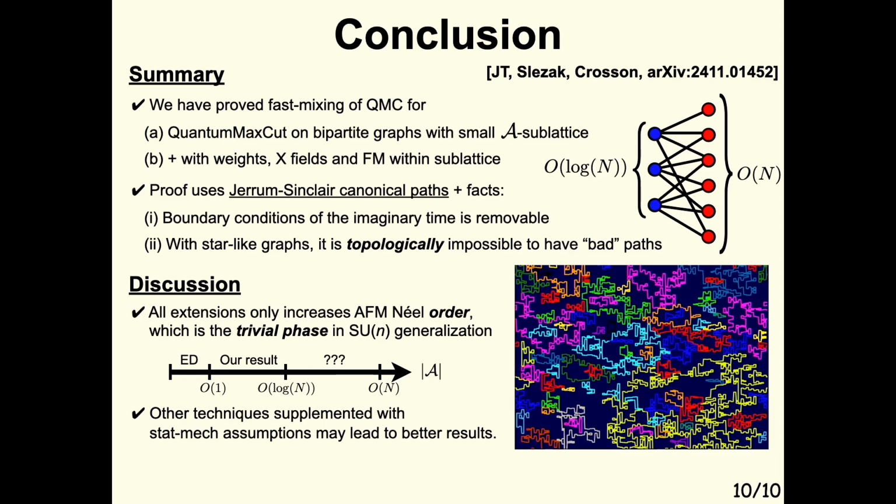I'd like to finally mention that all the extensions that we were able to make, which was with different weights or with X fields and ferromagnets on these restricted cases, they all only act in favor of the so-called Néel order in condensed matter physics. I won't get into details, but it actually corresponds to a trivial phase in an SU(N) generalization. I'm very happy to talk about it if anyone is interested.